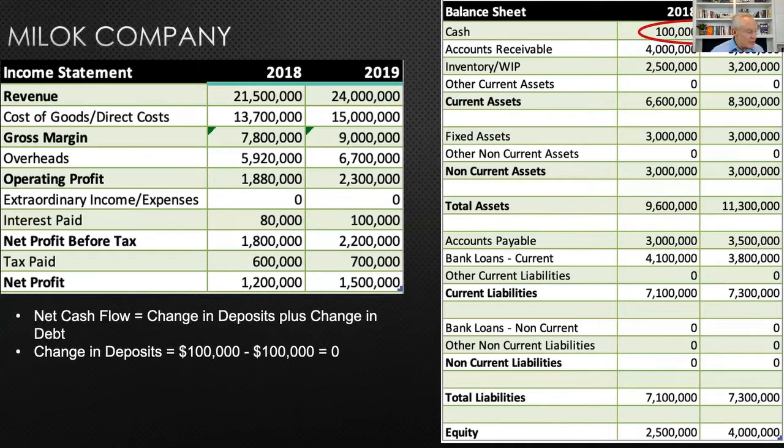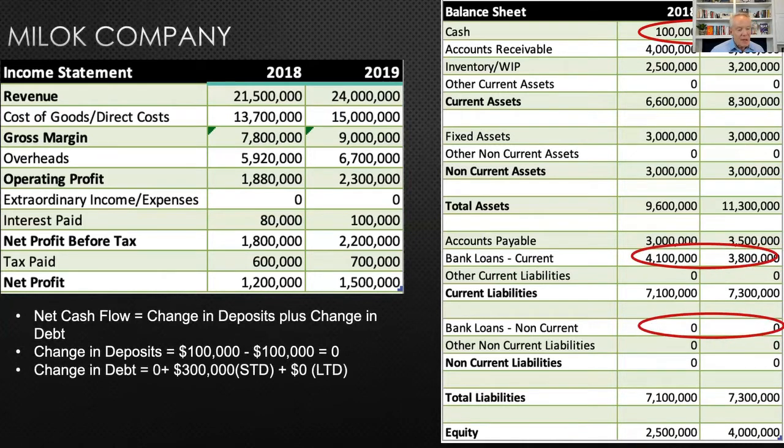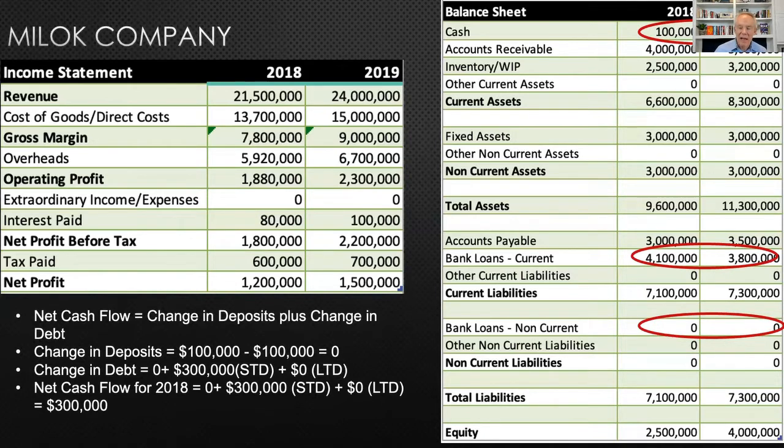Didn't grow, didn't increase. But look at debt. Their debt went from 4.1 million down to 3.8. So that's good news, isn't it? And there's a $300,000 difference. And notice they did not take on any long-term debt. Again, good news. So what this tells us is at the end of the day, MyLock generated $300,000 in positive net cash flow. And $300,000 is better than zero, or it's better than losing or consuming cash.